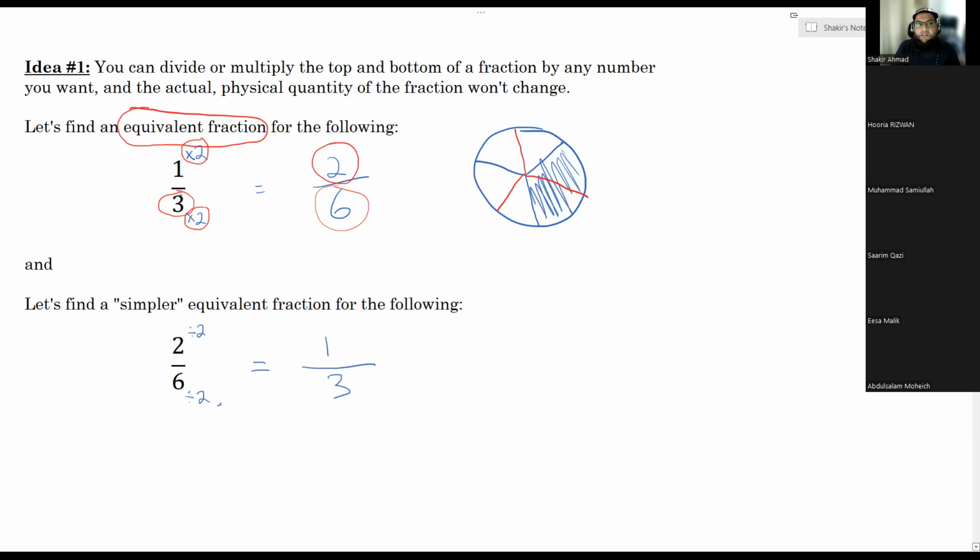So general rule: the idea is you can divide or multiply the top and bottom of a fraction by any number you want, and the fraction won't change, as long as you multiply top and bottom, or you divide top and bottom, by the same number.